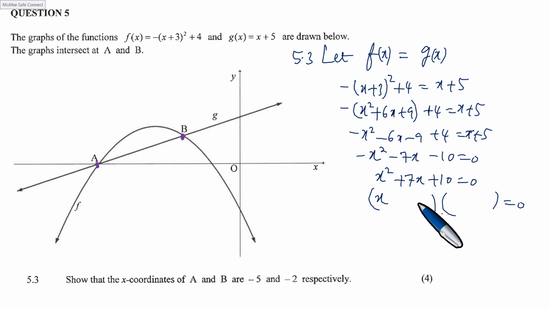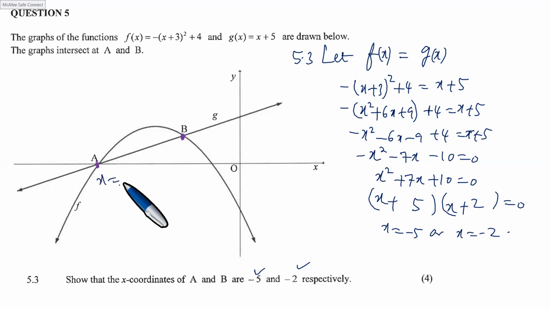So the factors of x squared become x and x. The factors of this become 5 and 2, and you have plus, plus. So which means x is minus 5 or x is minus 2. So they said minus 5 and minus 2. Which means therefore at A we have x equal to minus 5, and here we have x equal to minus 2. Okay, so this is what we have.